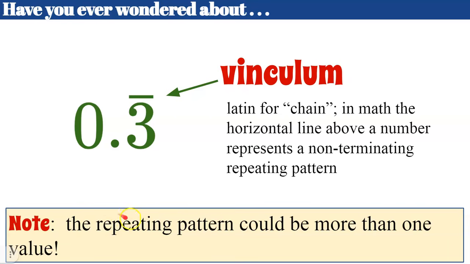So note that this repeating pattern could be more than one value. You'll see that later on in the video as well. The little horizontal line, the vinculum, the repeating symbol, could be over multiple digits. It could be over 2 digits, 2, 4, 2, 4, 2, 4, and you would just put one set of 2, 4. It could be 4 numbers, 1, 2, 3, 4 with the vinculum on top, meaning the pattern is 1, 2, 3, 4, 1, 2, 3, 4. So keep in mind, it's not always just on one digit.